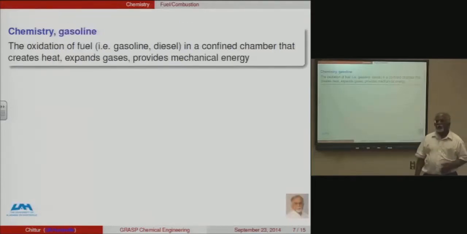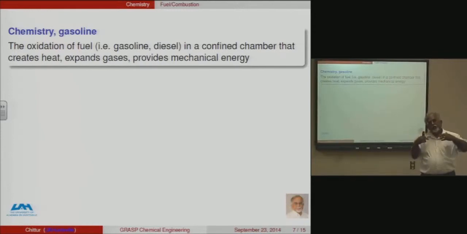And then we'll talk a little bit about, essentially, it's one thing to write an equation and calculate the amount of energy it releases, and so forth. But the key is that if you just have something burning in the open air, for example, it is impossible to capture that energy. What happens in a gasoline and diesel engine is that the combustion happens in a confined chamber.